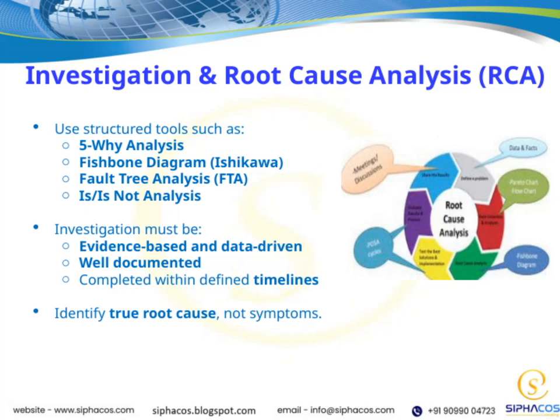When conducting an investigation, it's essential to use structured tools to identify the root cause effectively. Some of the most common tools include the 5 why analysis, which helps us drill down by asking why multiple times. The fishbone diagram, also known as the Ishikawa diagram, which visually maps out potential causes across different categories. Fault tree analysis, or FTA, which is a logical, deductive approach to trace the pathways leading to the problem. And is/is not analysis, which helps us clarify what the issue is and what it is not, narrowing our focus. It's important that our investigation remains evidence-based and data-driven.